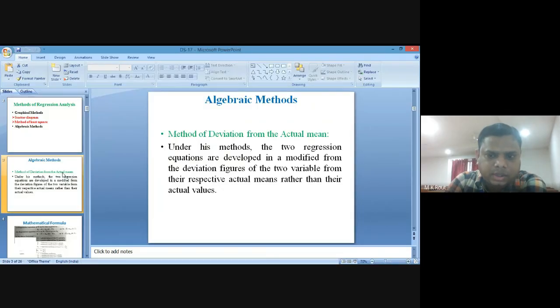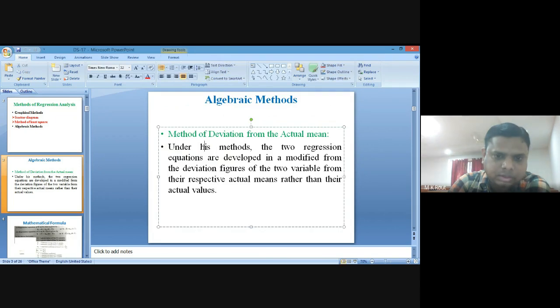In case of, I just read the definition. Algebraic method of deviation from the actual means. So under this method, two regression equations are developed in a modified form. The deviation figures of two variables from their respective actual mean rather than their actual values.